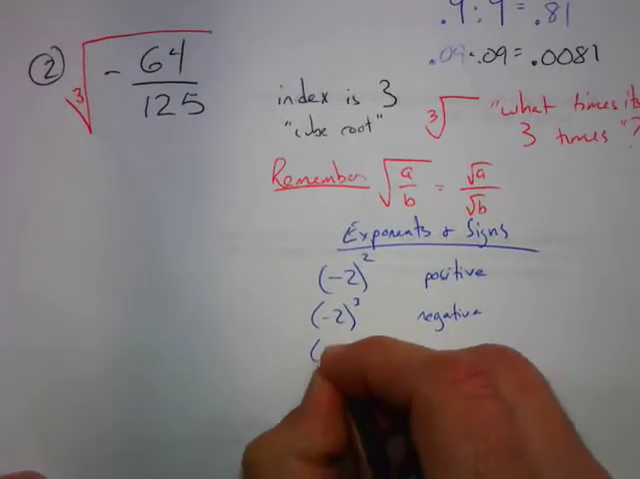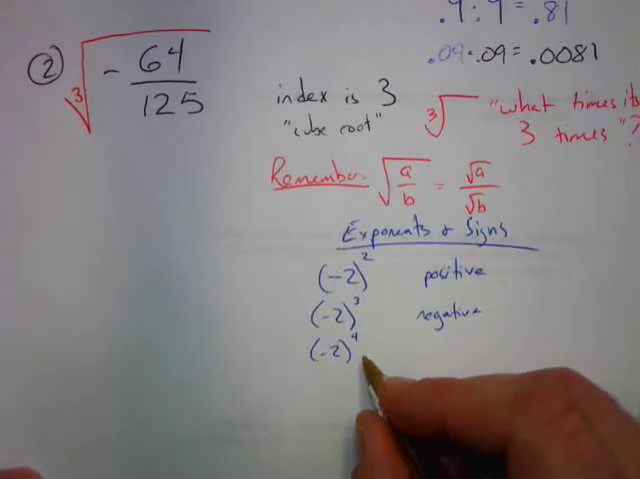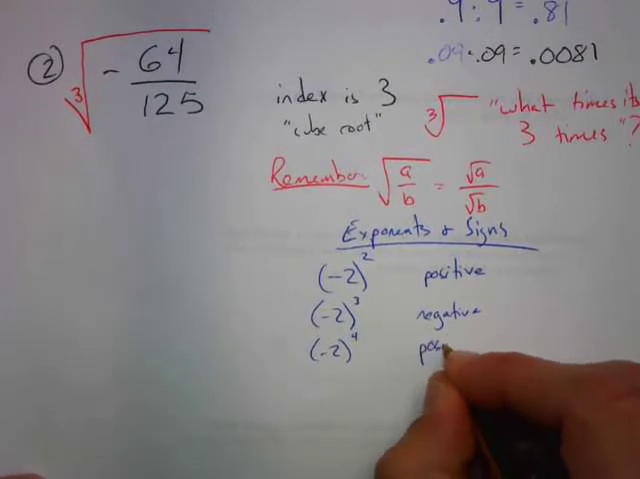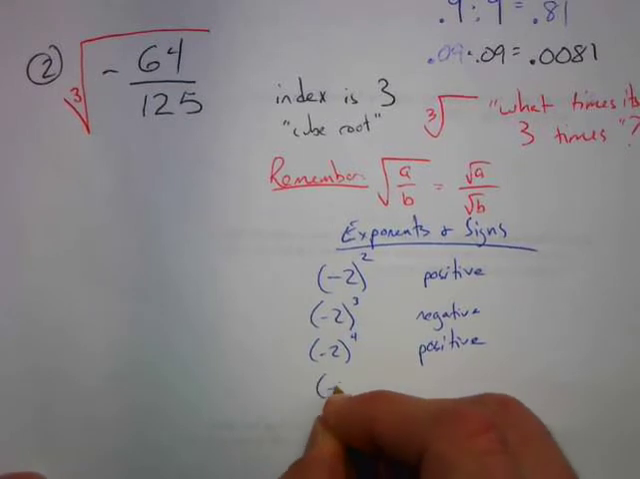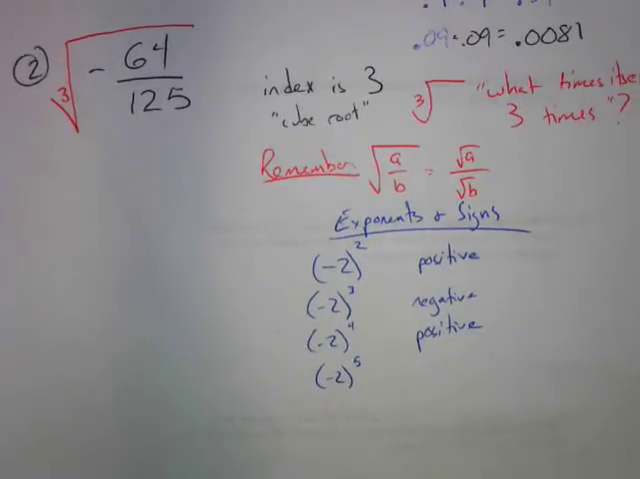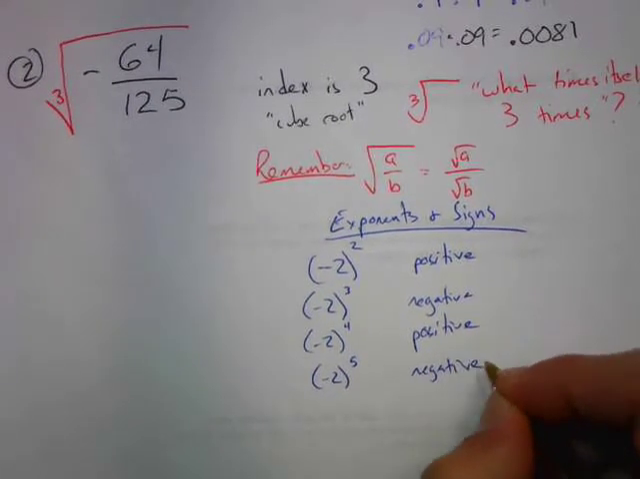So what if we had negative 2 to the fourth power? That's going to be a negative times a negative, which is positive, times a negative, which is negative, times a negative, which is a positive. Whoa. So it's going to be positive. What if we had negative 2 to the fifth power? Is it going to be positive or negative? Okay, so it's going to be negative as well. So you see how the pattern goes.